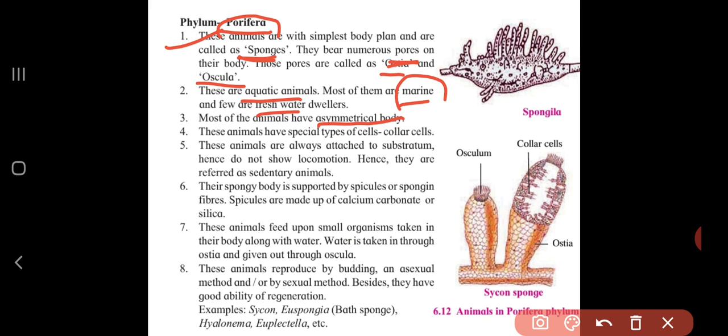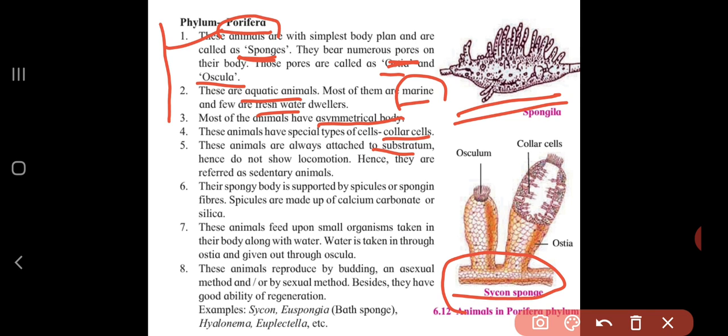These animals have a special type of cells called collar cells. Remember, these are the characteristic points. Usually questions come on the characteristic features of Porifera, so these points are very important. These animals are always attached to substratums. What is the meaning of substratum? They have some base to attach. They attach their body to some base, like a rocky surface. That's called a substratum.